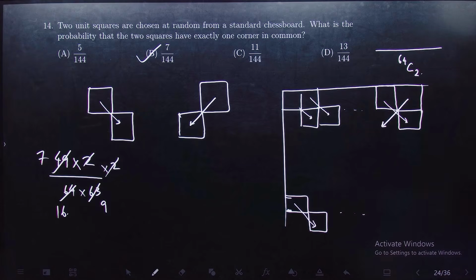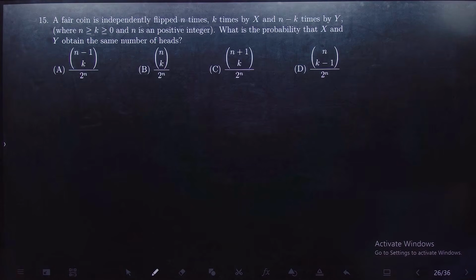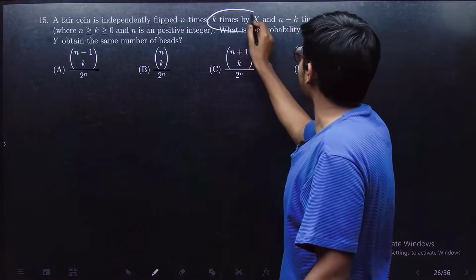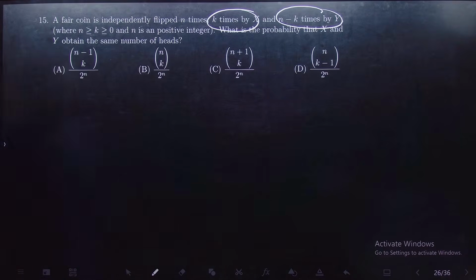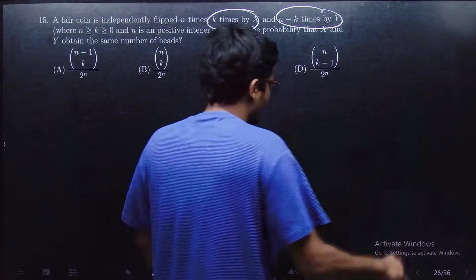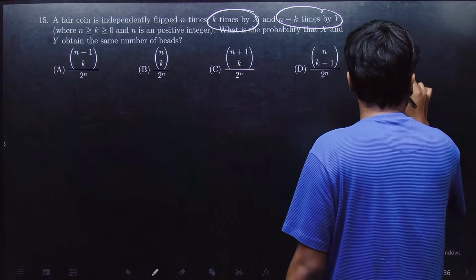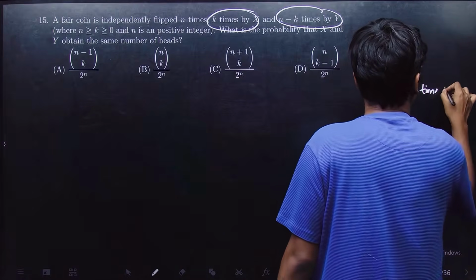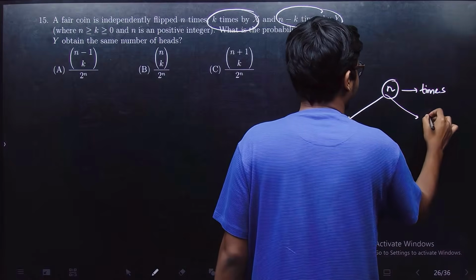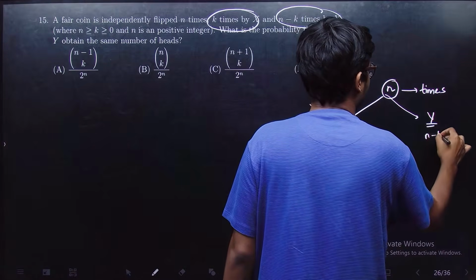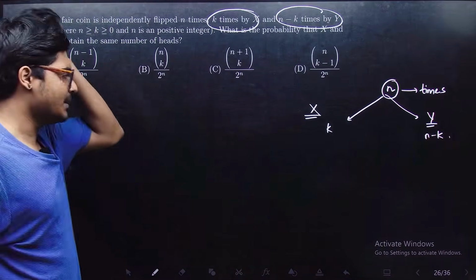Coming to the next one. A fair coin is independently flipped n times, out of which x is flipping it k times and y is flipping it n minus k times. Then what is the probability that x and y obtain the same number of heads, okay? So overall you are flipping the coin n times total, right? Out of which k times it's done by x and n minus k times it's done by y, right? Now you want that they get the same number of heads, okay?